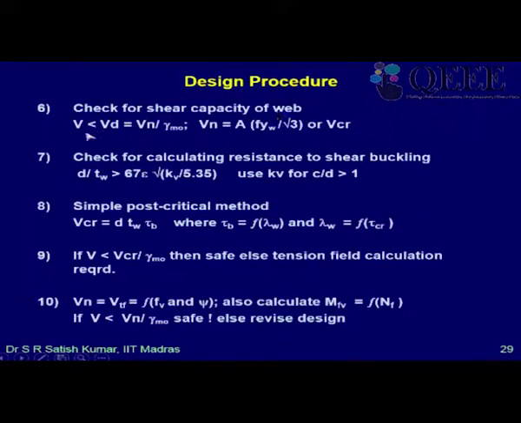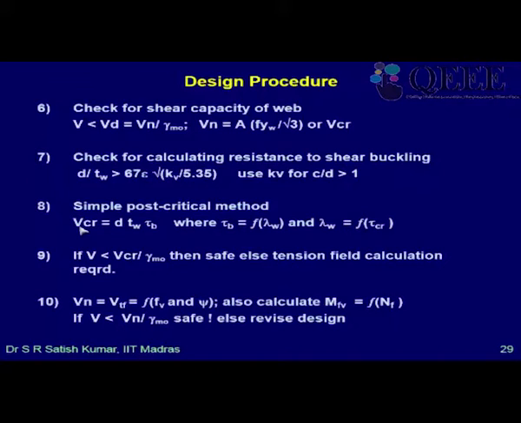Then check the shear capacity of the web. So V is now Vn, basically given by AF Fy by √3 or VCR. This will generally not govern, so VCR has to be checked. For calculating resistance to shear buckling, we need to get Kv as a function of C by D. Once I get Kv, I get tau critical, and based on that lambda critical, I get tau V, and that will give me the VCR. If the shear coming on the web is less than VCR, then the design is safe.